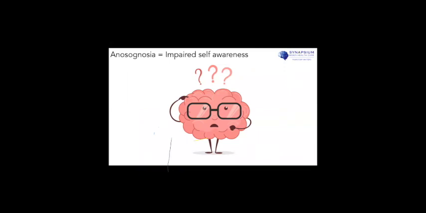Anosognosia. This is one of the most common consequences of a brain injury, very often the most complicated to actually understand and deal with. What this means is this is a term for impaired self-awareness. In one of the initial videos that you saw, I was questioning the client about what happened to him. He said, "When did something happen to me?" is what he asked.